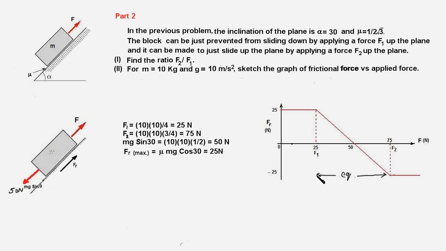When the applied force is less than F1, the block moves down. So this is the region where it moves down. The block moves down when the applied force is between 0 and 25 newtons, that is F1. And in this region, when the applied force is above 75 newtons, the block will move up.